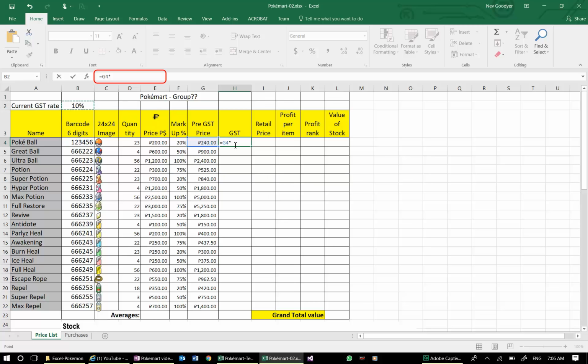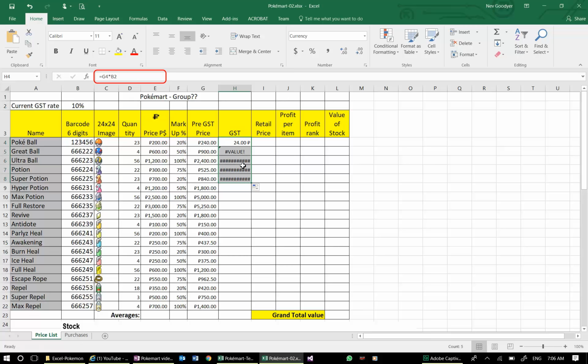Hang on, what happened there? Let me just do that again. I want this cell, G4, times, and up here, cell B2. Right. Enter is equal. Let's not worry at the moment about that Pokemon dollars being at the end. We'll fix that. Now, that's okay for this cell, but watch when I copy down.